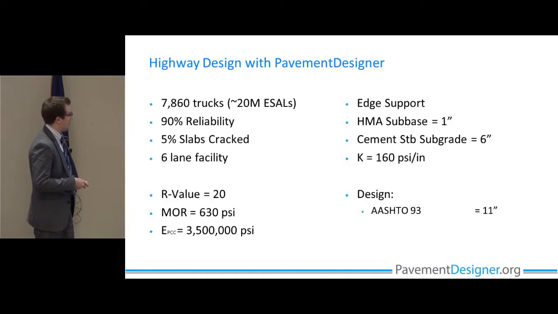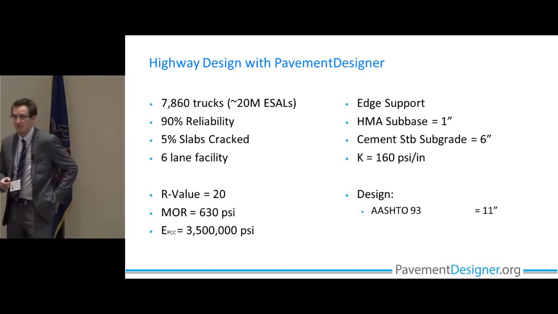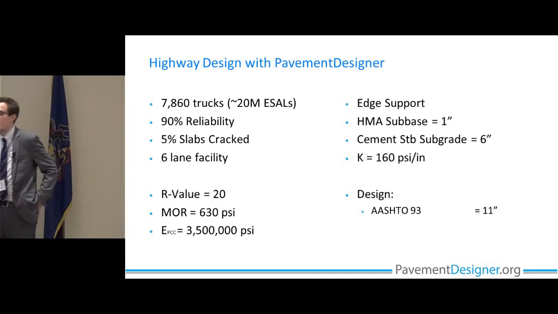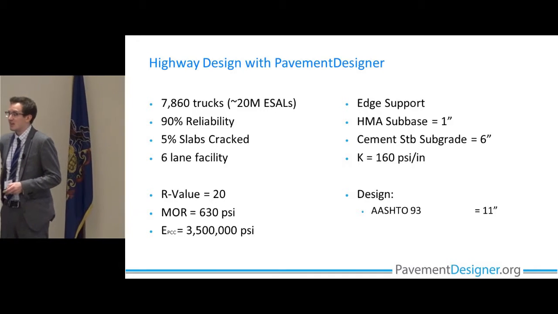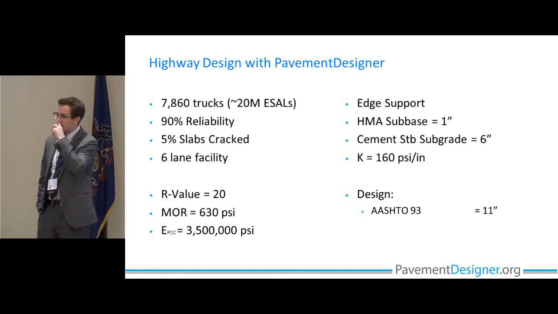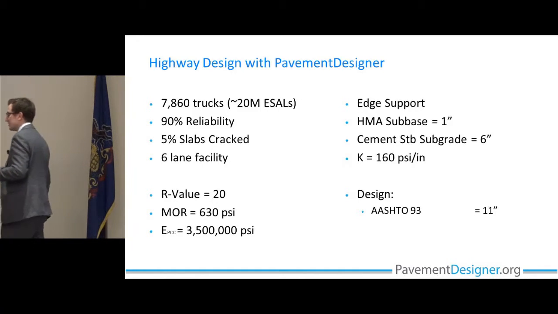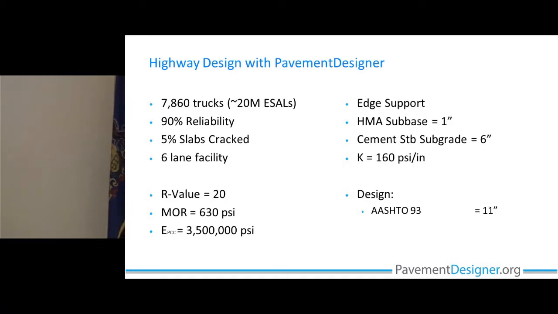They also had some information about their subgrade support. They had an R value of 20. They had a concrete strength of 630 psi flexural, and they specified the elastic modulus of their concrete as 3.5 million psi. They also knew they were going to have a 1-inch asphalt subbase and 6 inches of cement-treated subgrade, and they were expecting a k value of 160 psi per inch. So the design they got with AASHTO 93 was 11 inches, a fairly thick section.